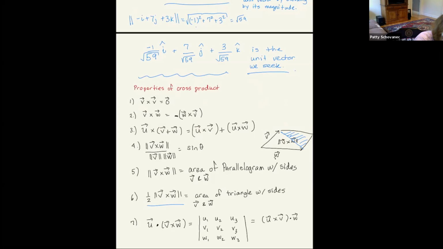So, for example, let u be the vector whose components are 1, 2, 3. Let's use v and w from before. Let v be 5, -1, 4. And w, let me see what that one was. That one was before 3, 0, 1.